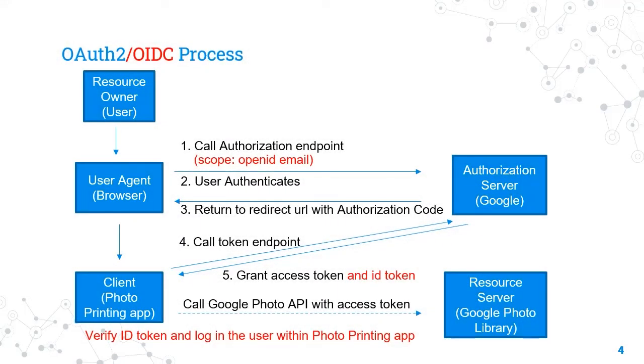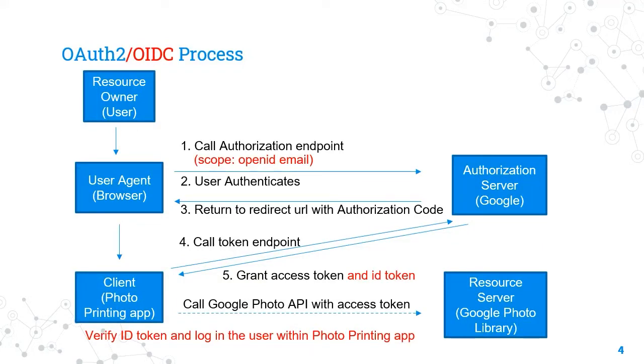In the OAuth 2 diagram, I highlighted the part which belongs to the OIDC process. With everything the same as last time, all we need to do is, when we call the authorization endpoint, we add openid in the scope. I'm also adding the email scope because I want to use the email address as the user's username in my app.